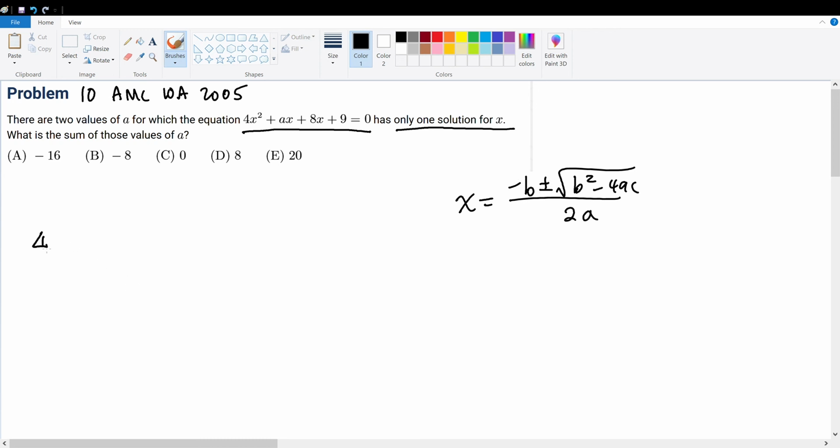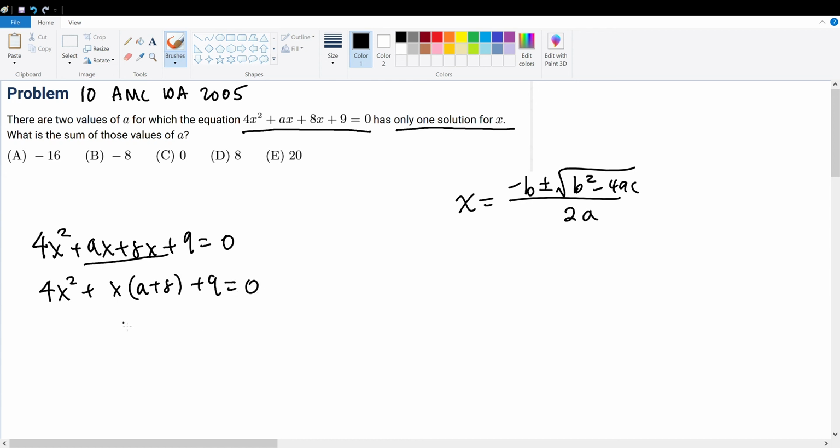So 4x squared plus ax plus 8x plus 9 is equal to 0. What can I do about the middle term? Well, I see that they're coefficients of the same variable, so I can factor out the x. It becomes 4x squared plus x times parentheses a plus 8, plus 9 is equal to 0. And we cannot simplify this further, so we're left with this equation to solve for x.